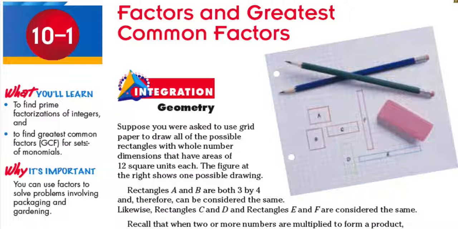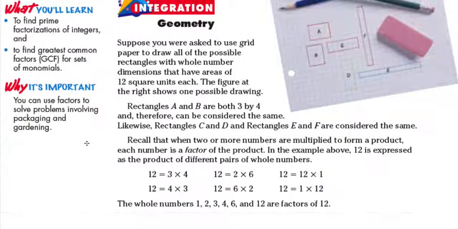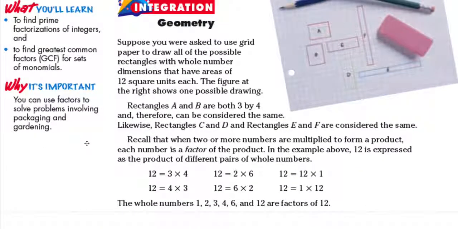Now, we already started this in 6th grade and also in 7th grade, and in Algebra 1, we are going to take this one step further. So let's take a look at this geometry application. Suppose you were asked to use grid paper to draw all of the possible rectangles with whole number dimensions that have areas of 12 units each.